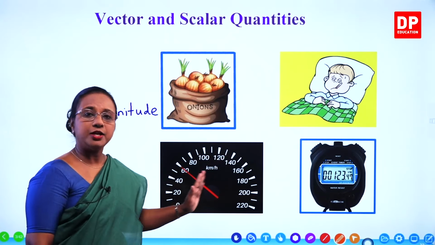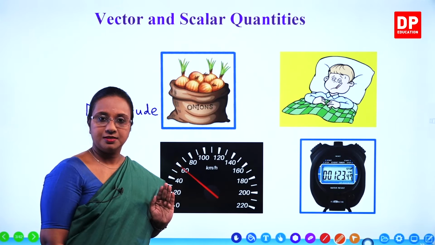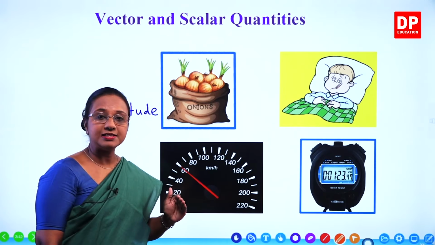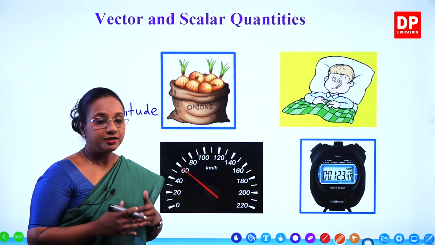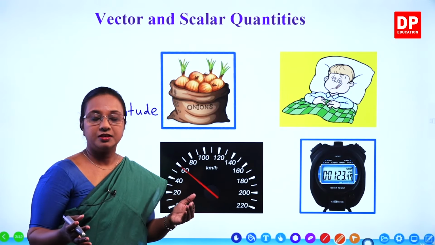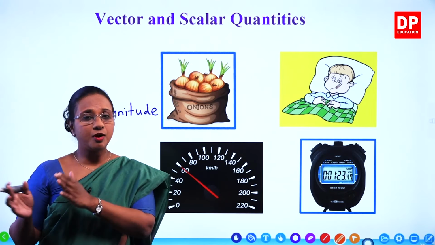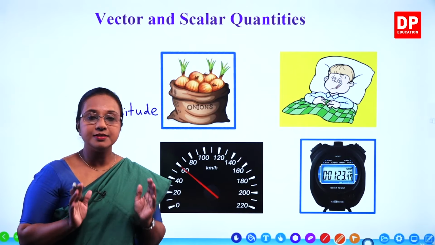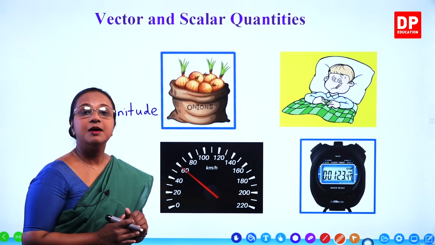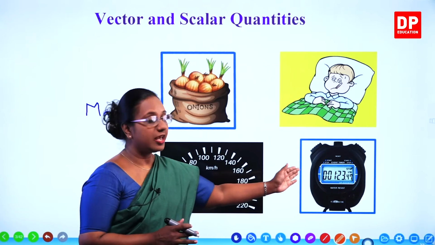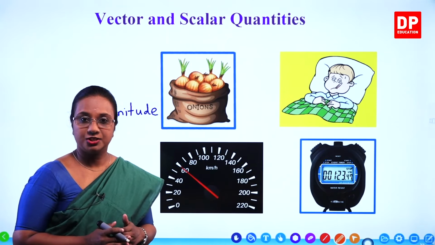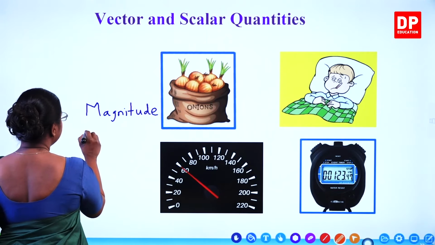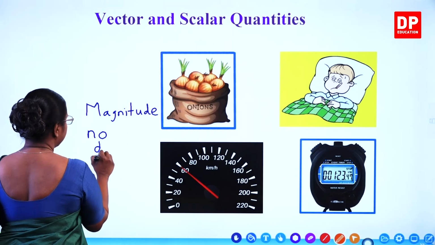But if you look at all four quantities, they don't have a direction. We don't talk about mass in a certain direction. Temperature doesn't have a direction. Speed, whether the car moves from your right to left or left to right or forward or backward, doesn't matter. It only has a magnitude. The same way, time does not have a direction. So, all these four quantities do not have direction.